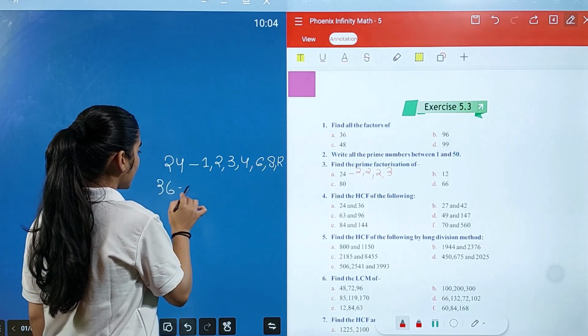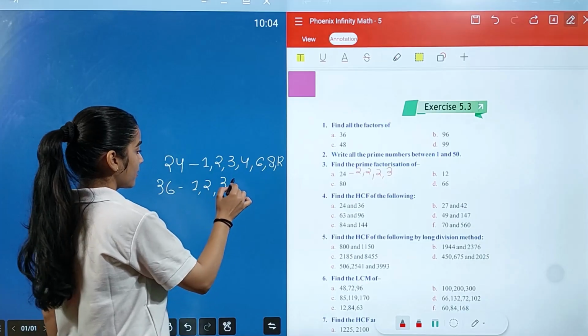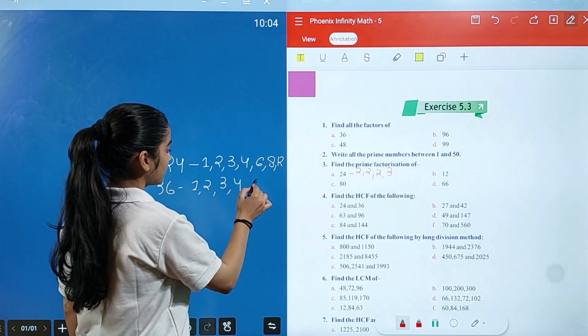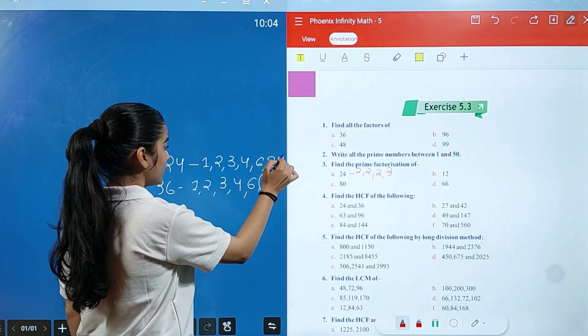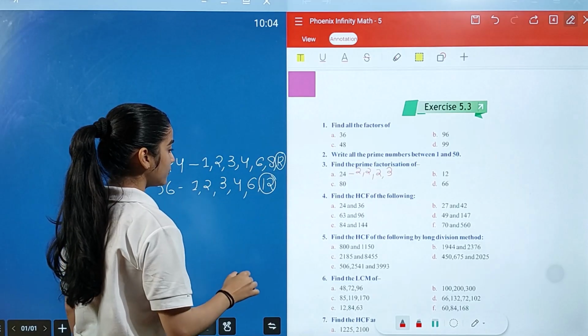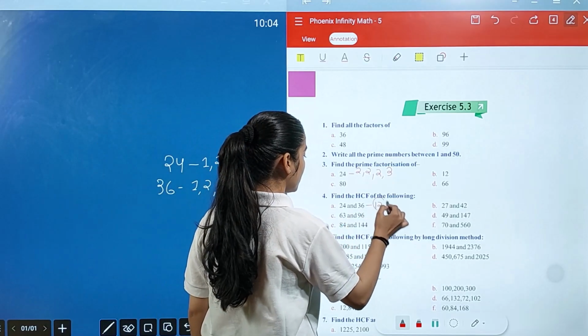In 36 we have 1, 2, 3, 4, 6 and 12. So 12 is the common factor between 24 and 36 and highest also. So 12 will be your answer.